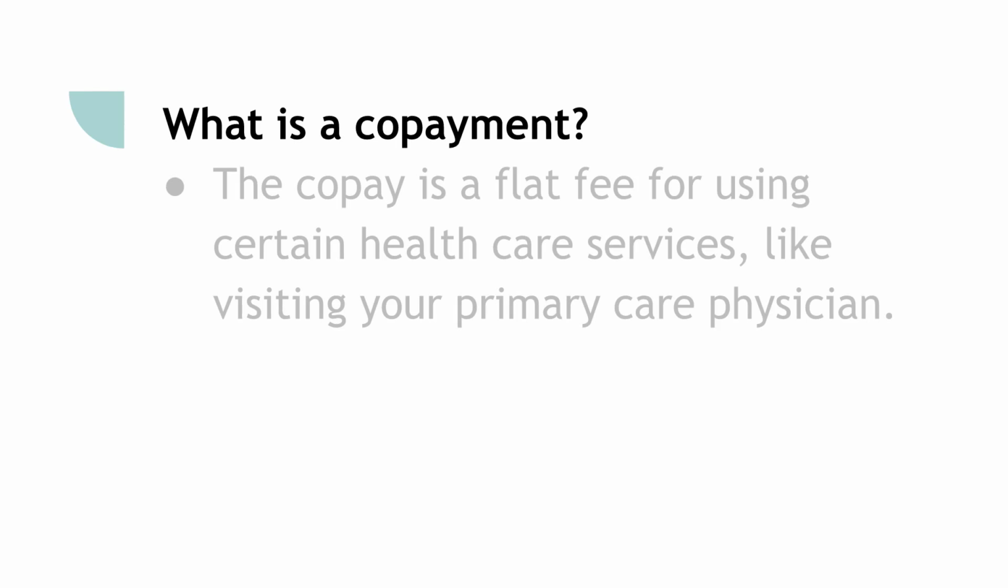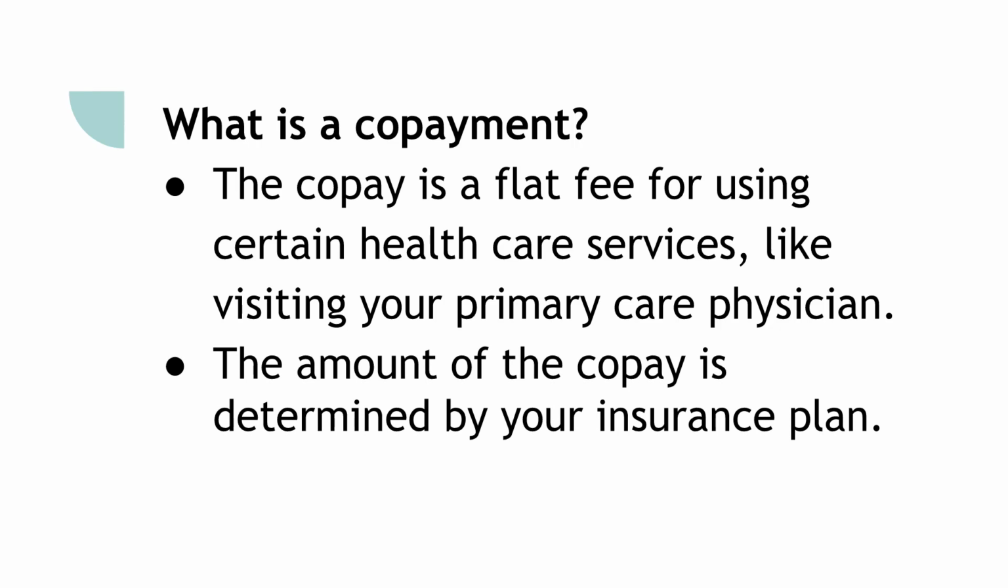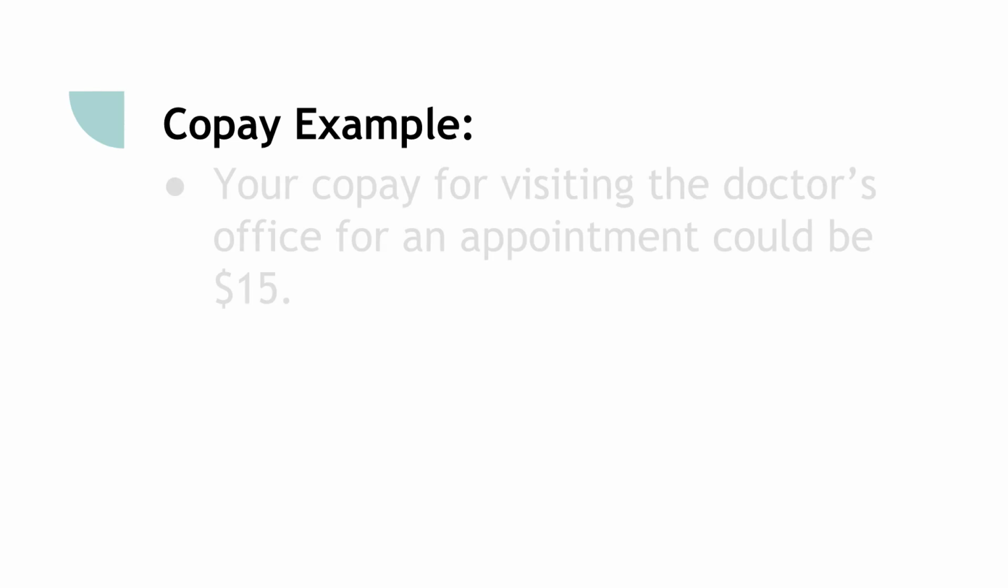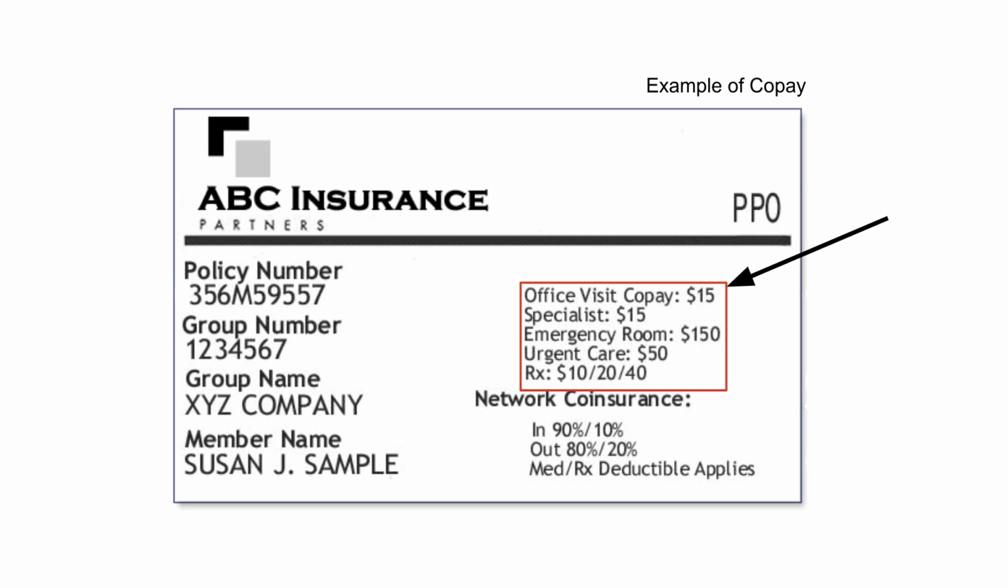What is a copayment? The copayment is a flat fee for using certain healthcare services, like visiting your primary care physician. The amount of the copay is determined by your insurance plan. For example, your copay for visiting the doctor's office for an appointment could be $15. Your copay can typically be found on your insurance card. Here is an example of what that may look like. As you can see, there are a list of copays with the cost depending on the service you use.